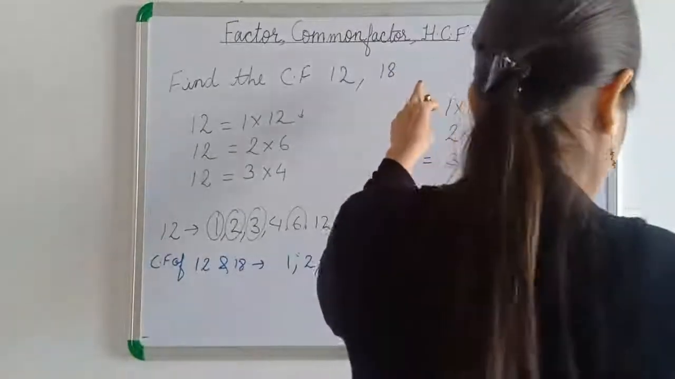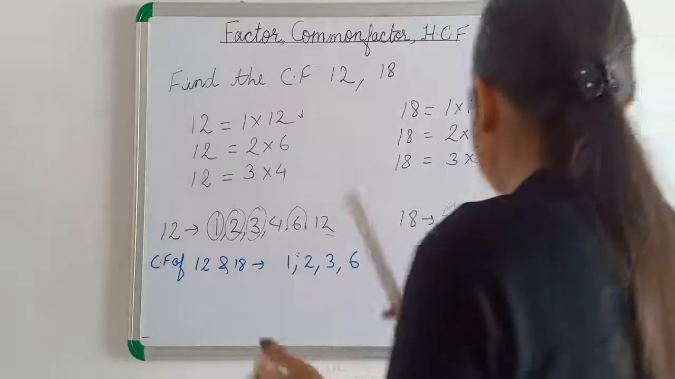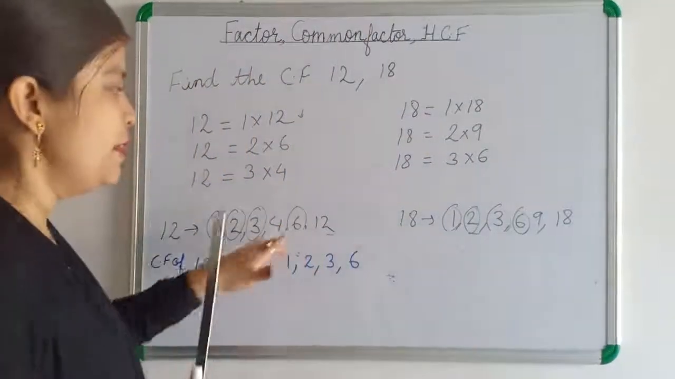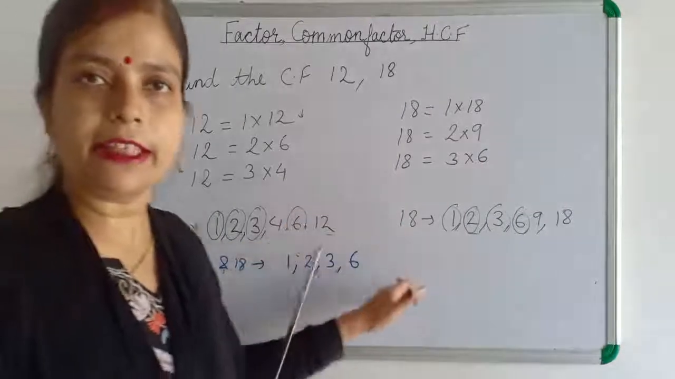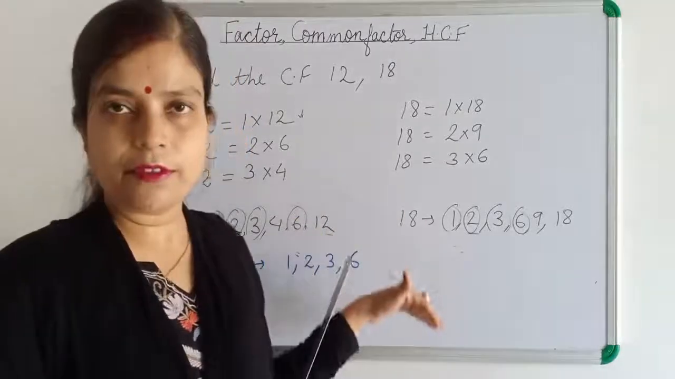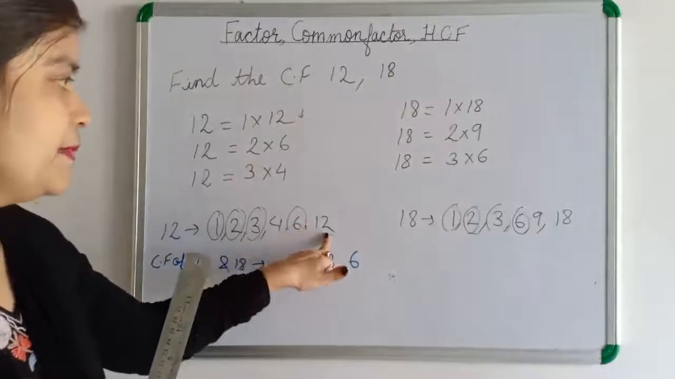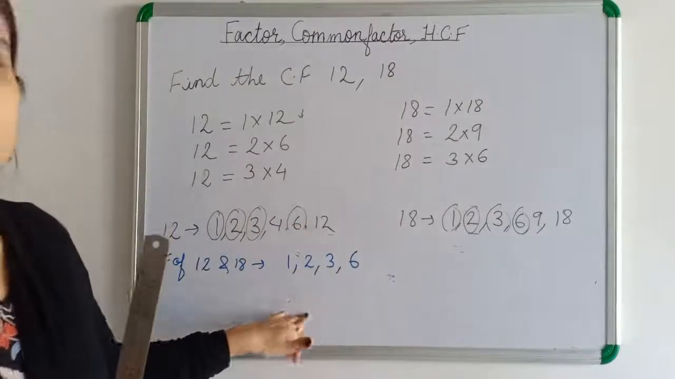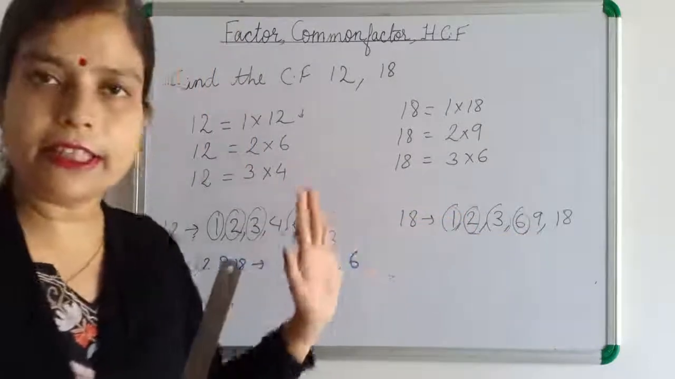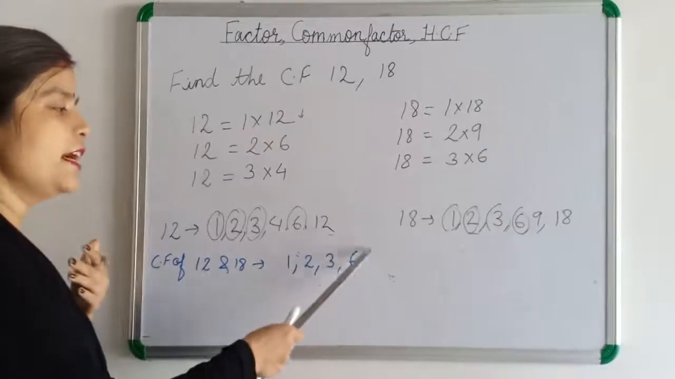So HCF of two numbers is the greatest number that divides these two numbers without leaving a remainder. Means this is the greatest number. When we are jumping by 6, then only we are getting both numbers. This is the highest. When we are jumping by 12, a bigger number, we are not getting both numbers. When we are jumping by 12, we are getting 12, but we are not getting 18. When we are jumping by 9, we are getting 18, but we are not getting 12. Okay? So this is the highest common factor.